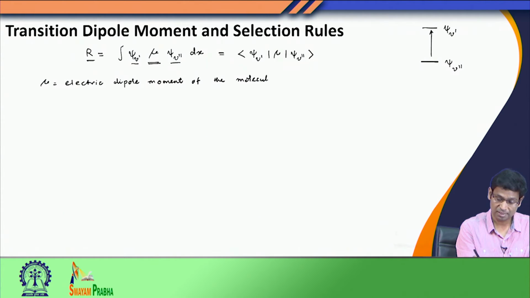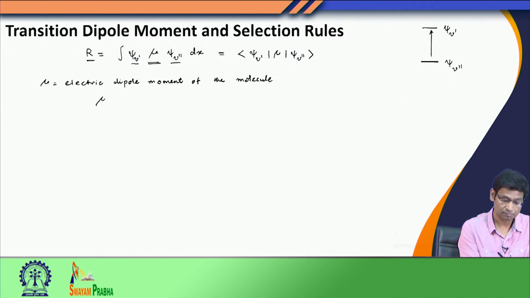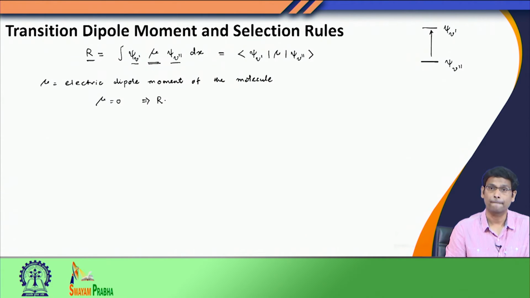Now, why do I have this mu over here? Because when light or electromagnetic radiation falls on matter, the molecule must communicate with the light, and how does it do that? It communicates with the light through its electric dipole moment. So this mu enables the molecule to undergo this transition from psi v double prime to psi v prime. Therefore, if mu is 0, the transition dipole moment becomes 0.